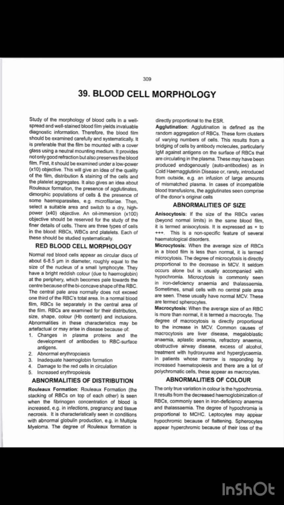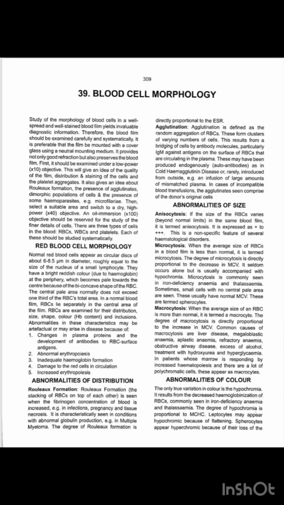The common causes of macrocytosis are liver disease, megaloblastic anemia, aplastic anemia, refractory anemia, obstructive airway disease, excess alcohol, treatment with hydroxyurea, or hyperglycemia. When the bone marrow is responding with increased hematopoiesis, there are a lot of polychromatic cells, which are usually larger than normal RBCs and appear as macrocytes.